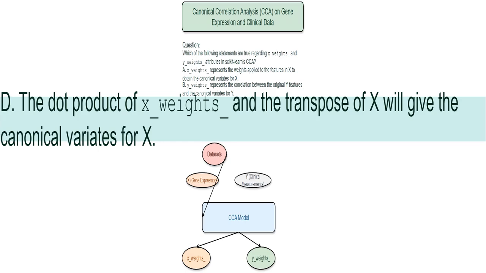This is correct. You absolutely can obtain the canonical variates for X by performing a dot product of X_weights_ and the transpose of dataset X. This is the core of how the canonical variates are computed from the original data and their weights.